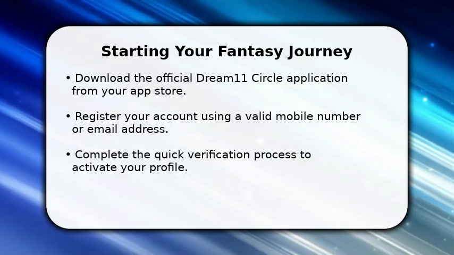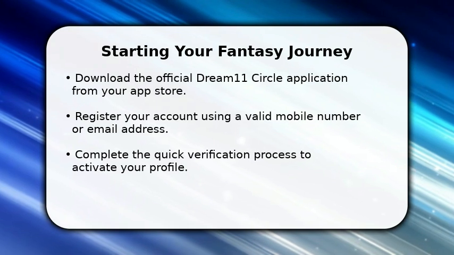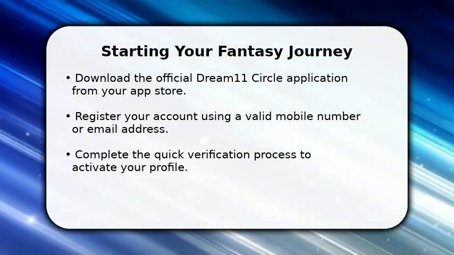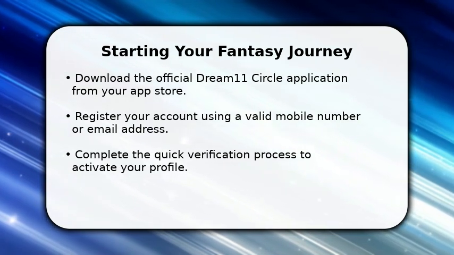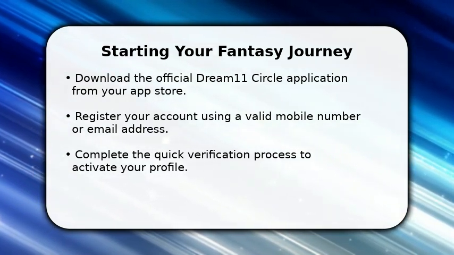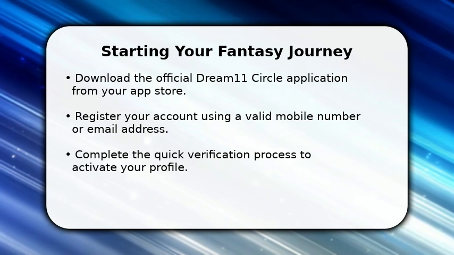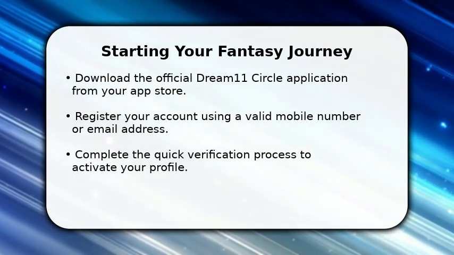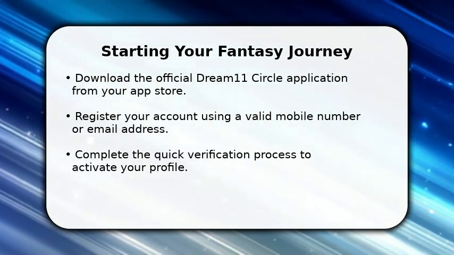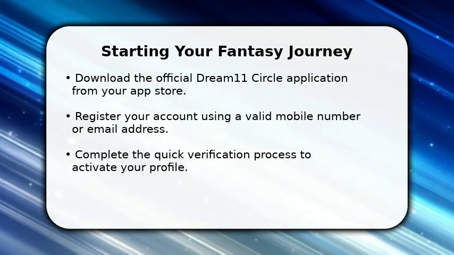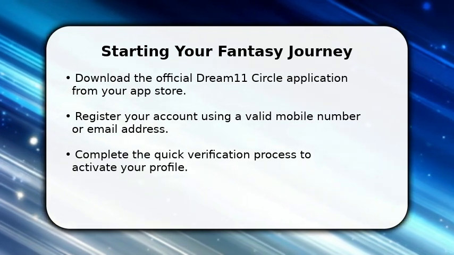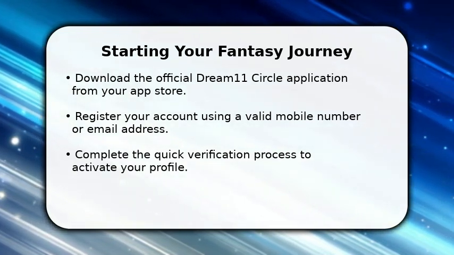In this video, I will explain how to use Dream11 Circle. To begin your fantasy sports adventure, first download the official Dream11 Circle application onto your mobile device. You can find it easily in your device's app store. Once installed, register your new account using a valid mobile number or email address. A quick verification process, usually an OTP, will activate your profile, allowing you to dive into the exciting world of fantasy sports.